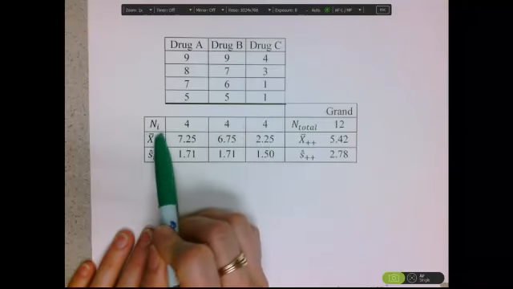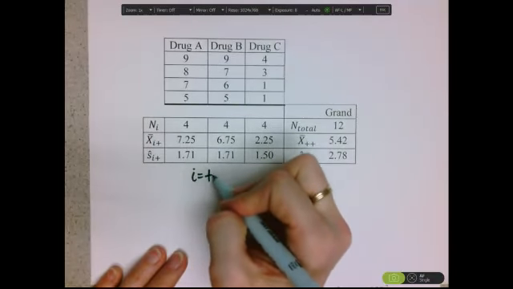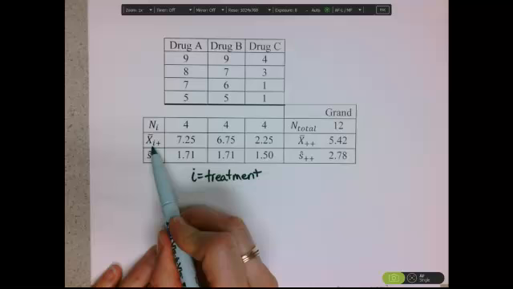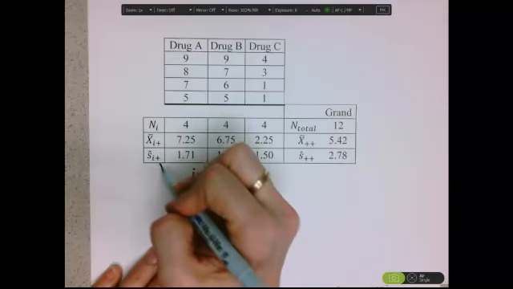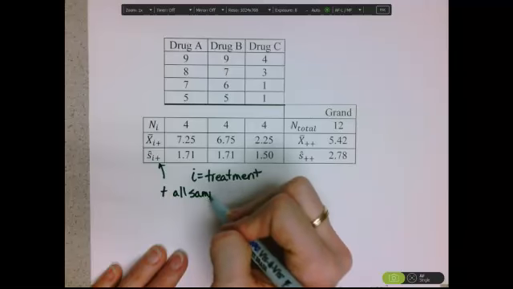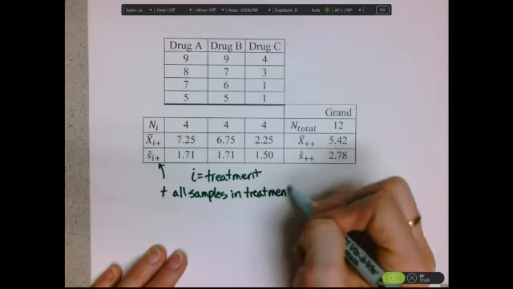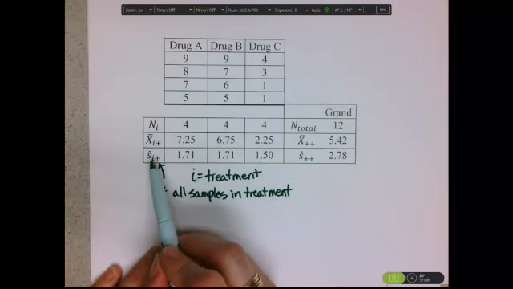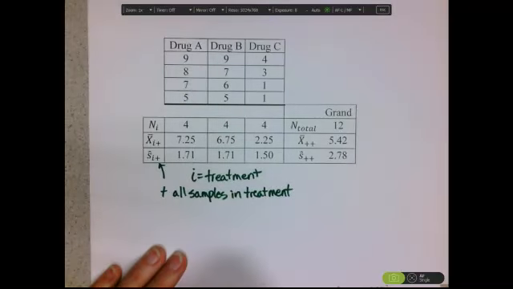Now we have N sub i, where i is representing the treatment. So i represents the treatment. And then when we see something like this, i and then a plus, that means all samples within that treatment. So the plus means all samples in the treatment over here. Right? And when we calculate the mean for a treatment or the standard deviation, we're doing it for one treatment, and we're using data from all of the individuals in that treatment.